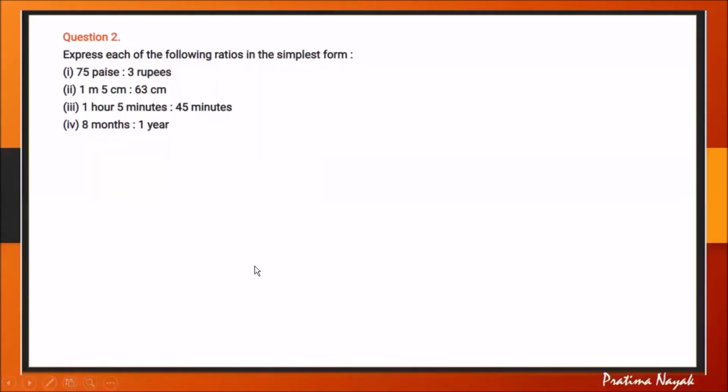In question number 2, express each of the following ratios in simplest form. First, 75 paisa upon 3 rupees. You will convert the rupees into paisa, so it will be 300. Now you can cancel with 25. 25 3 times is 75, and 25 12 times is 300. Again you can cancel, 3 1s are 3, 3 4s are 12. So it will be 1 by 4. All right, 1 is to 4.